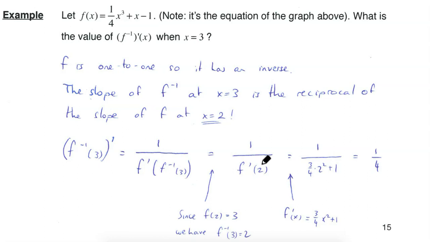and now we need to find f prime of 2. That's a lot easier. f of x is a polynomial, so I can find its derivative. Let's do it. It's going to be 3 over 4 times x squared plus 1 and nothing. So f prime is 3 over 4 x squared plus 1, and I can plug in x equals 2, and I will find that it's 3 over 4 times 2 squared plus 1, which is equal to 4. So final answer is 1 over 4.